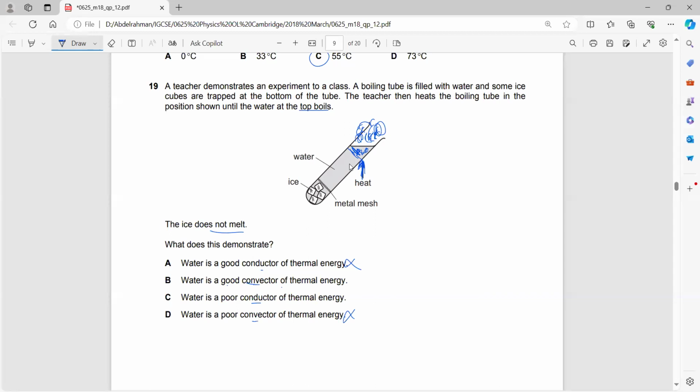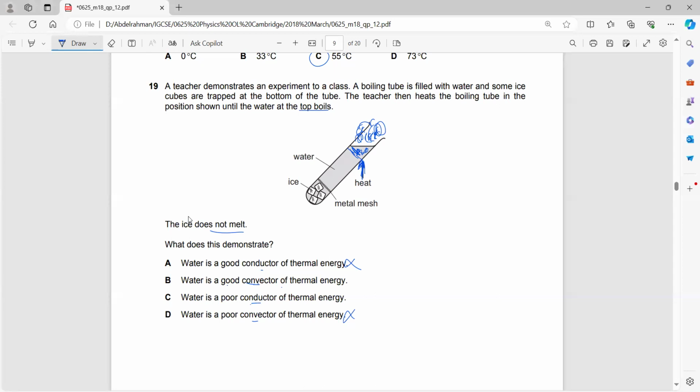Convector means that you could have convection currents, okay? That the hot water could rise up and the cold water could fall down. So yes, water and gases are both good convectors, okay? What does this experiment demonstrate? Is it that the water is a good convector, or is it that the water is a poor conductor?